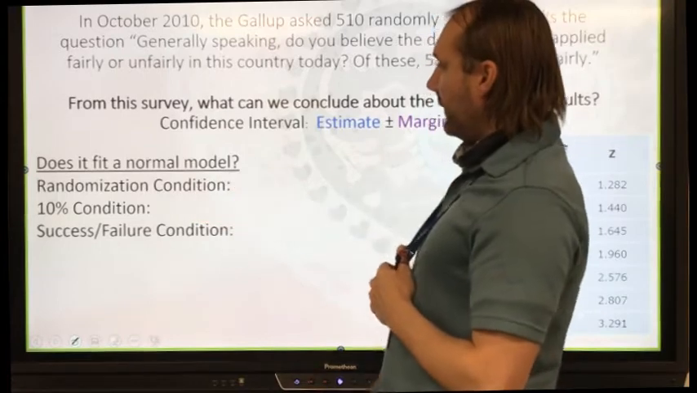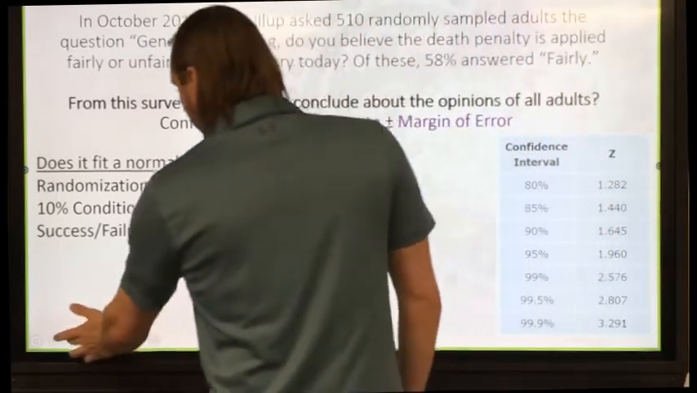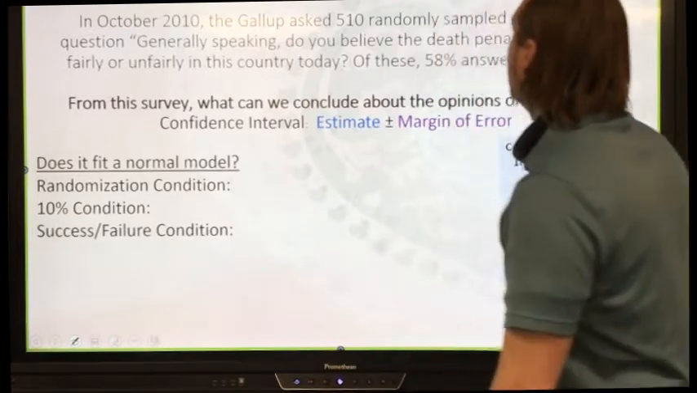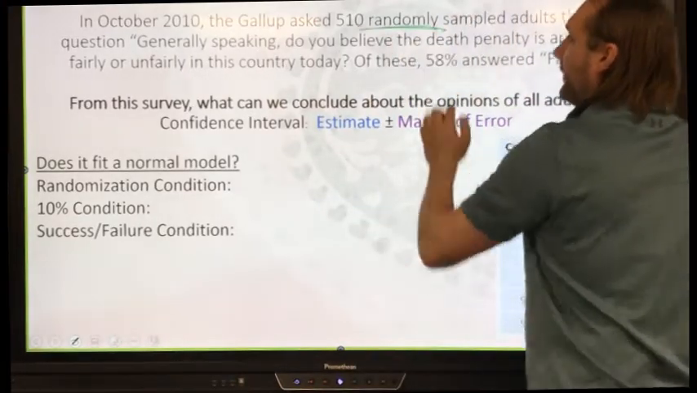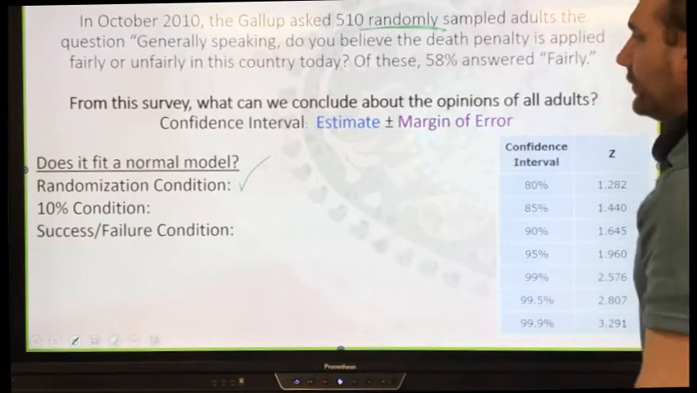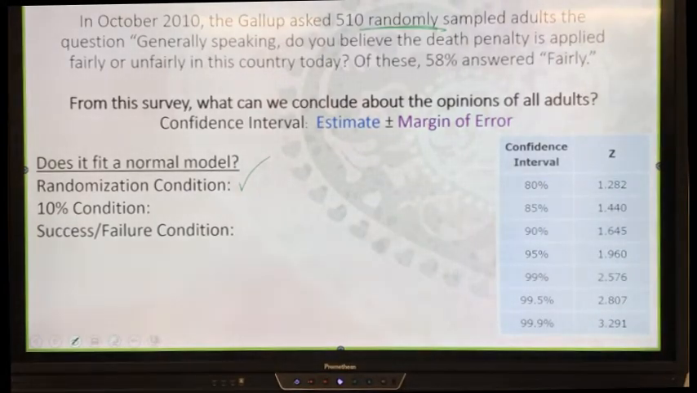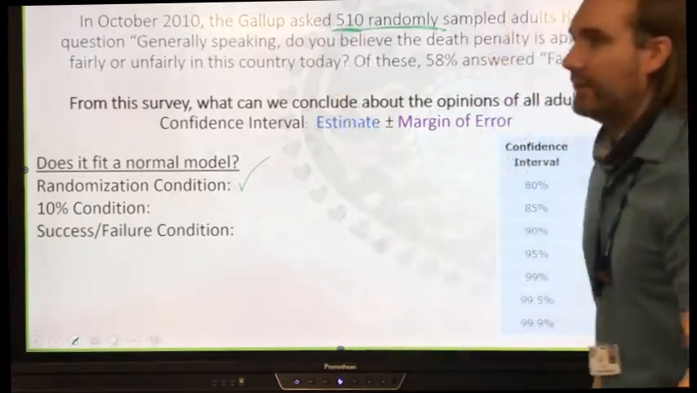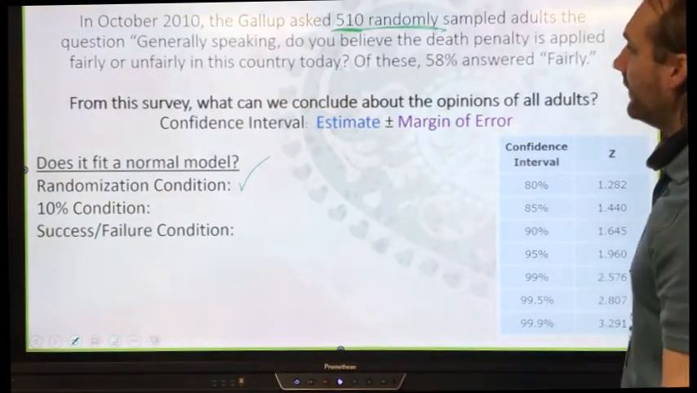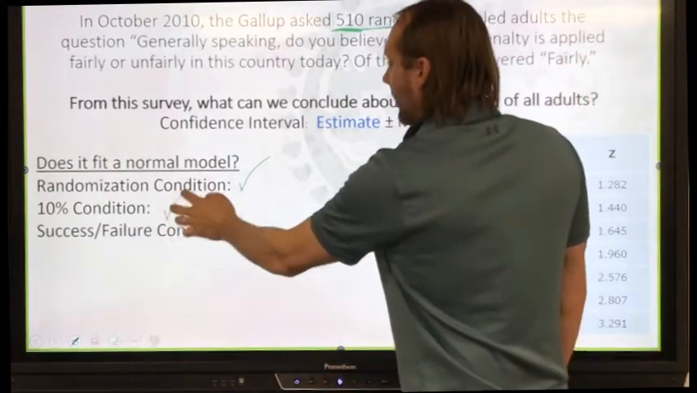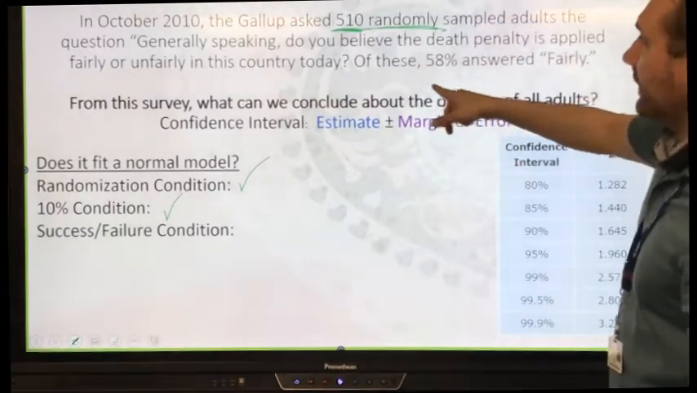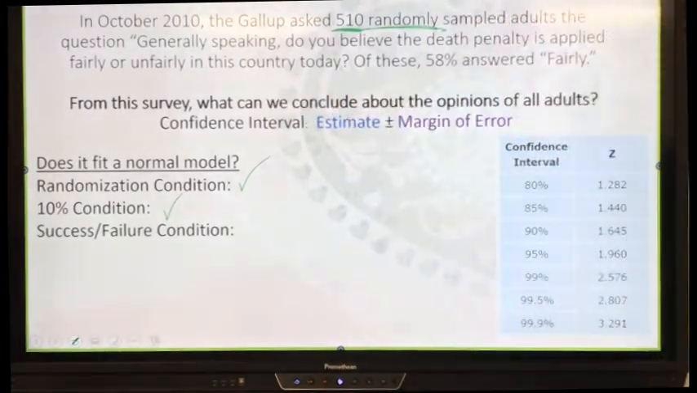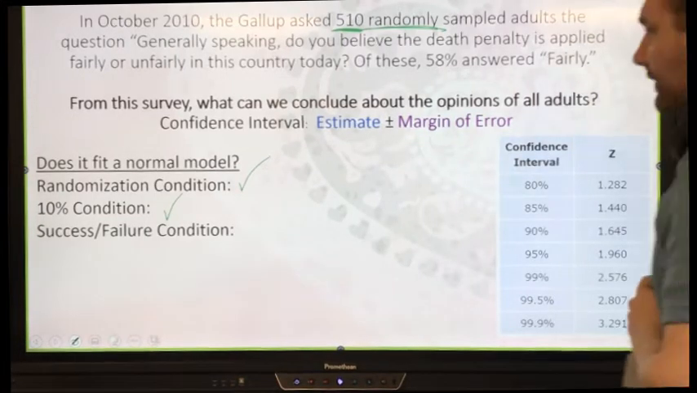First, we need to figure out if this fits with our normal model. So, is it randomized? Yes. It is, right? It told me so. Randomly sampled, right? So let's check randomization. Do I fit the 10% condition? Am I under 10% of the population? Would you say 510 is less than 10% of the population? I would say so, right? Since we're pulling from the total population of the country, that's a lot less than 10%. And success failure. How can I calculate this?